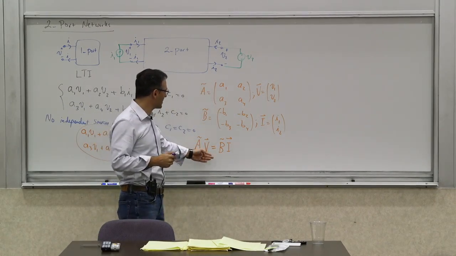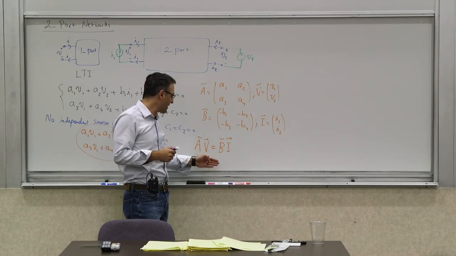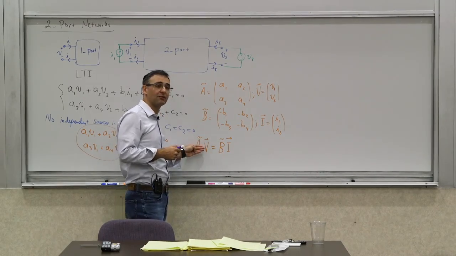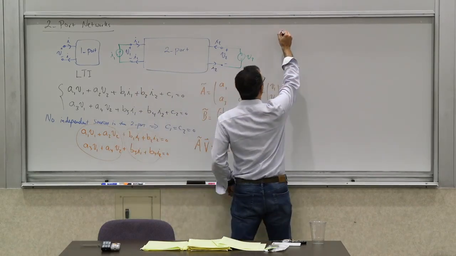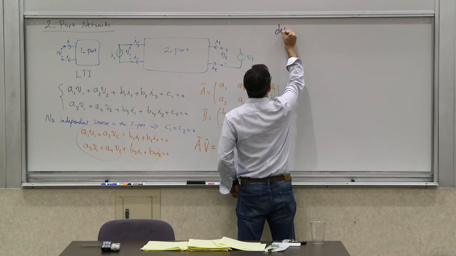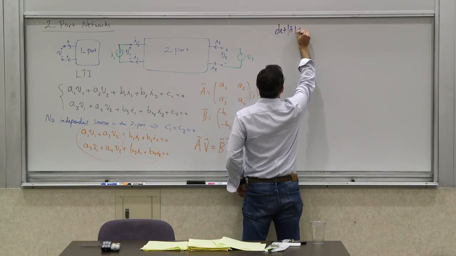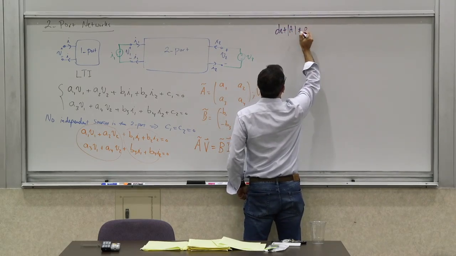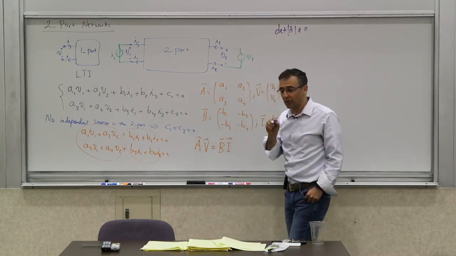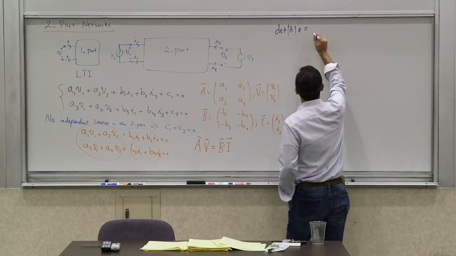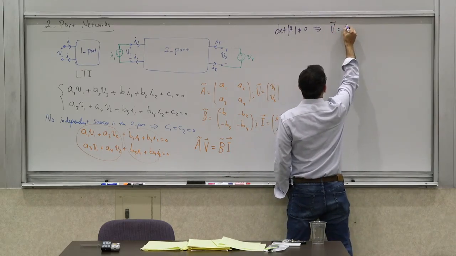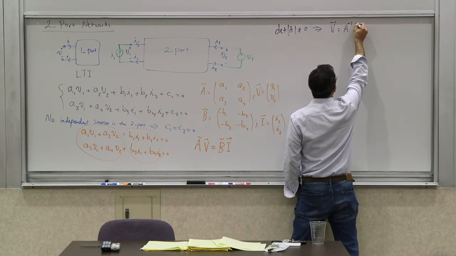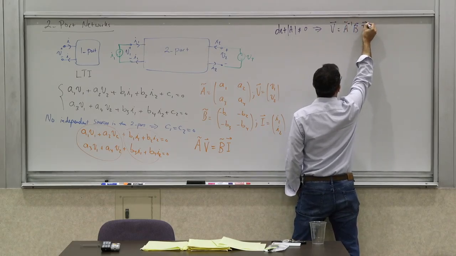Well, it can be easily seen from this equation that what you need is really to apply the inverse of A to both sides. But that also assumes that the inverse of A exists. So one assumption that you make is that for A to be invertible, the determinant should be non-zero. It should be non-singular. And if that is the case, then V can be written as A inverse B matrices applied on I.